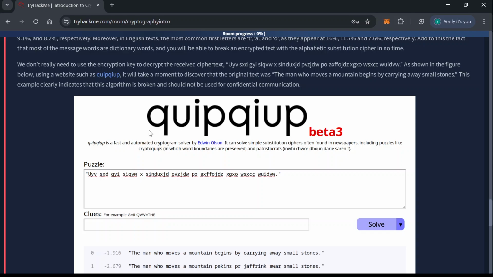Now, what this is saying is that most of these methods have been around since ages, and you have tools now that can easily decrypt them. Whatever you are using as an encryption method, as long as it can be decrypted within a week, a few days, a few hours, then it is insecure. Do you get it? So this example clearly indicates that this algorithm is broken and should not be used for confidential communication.